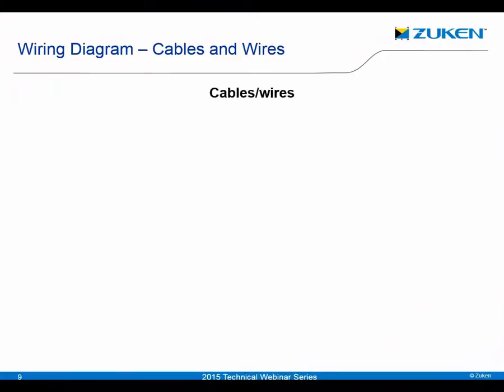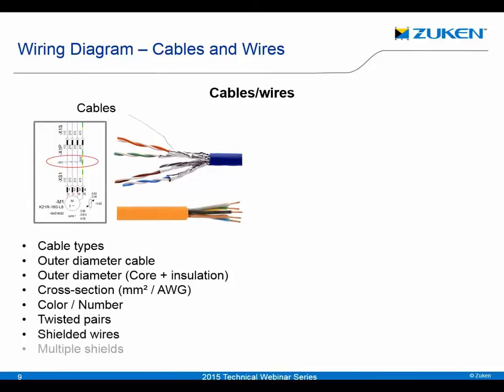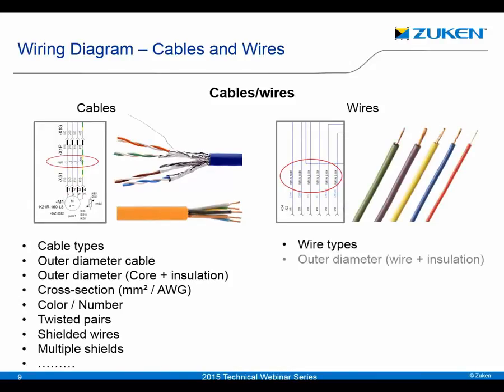There are a lot of different cables and wires with a lot of different attributes available on the market. All these attributes, for example the cross section in square millimeter or AWG, are stored in the library and will help to select the right cable or wire.